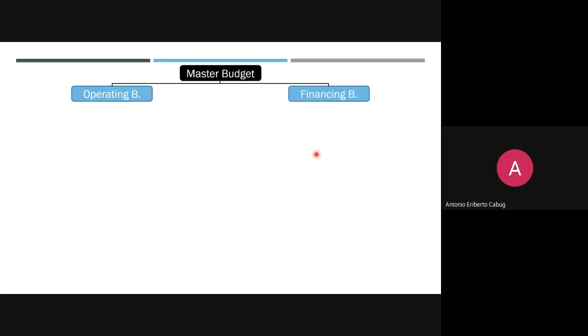Okay, so let us now begin. Let's have a quick recap on how we prepare the budget. The master budget can be divided into two major budgets: the operating budget and the financing budget. So the master budget, meron tayong operating budget, meron tayong financing budget.